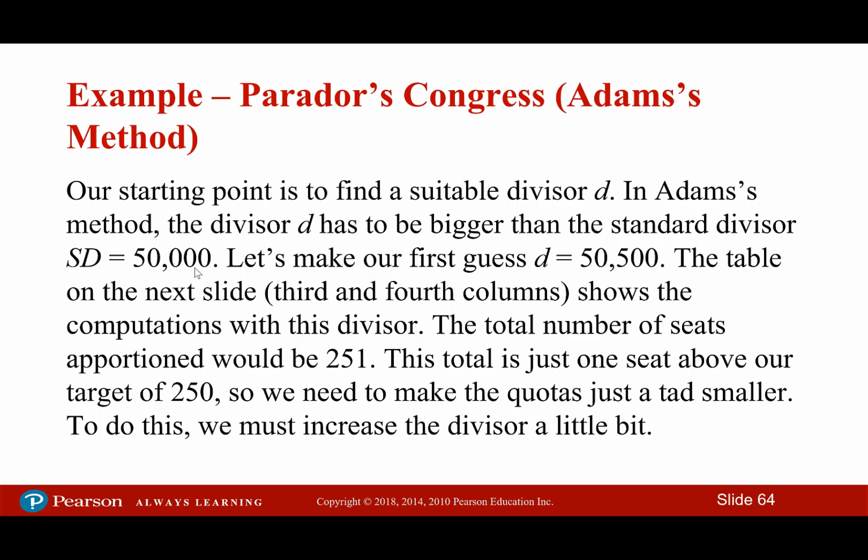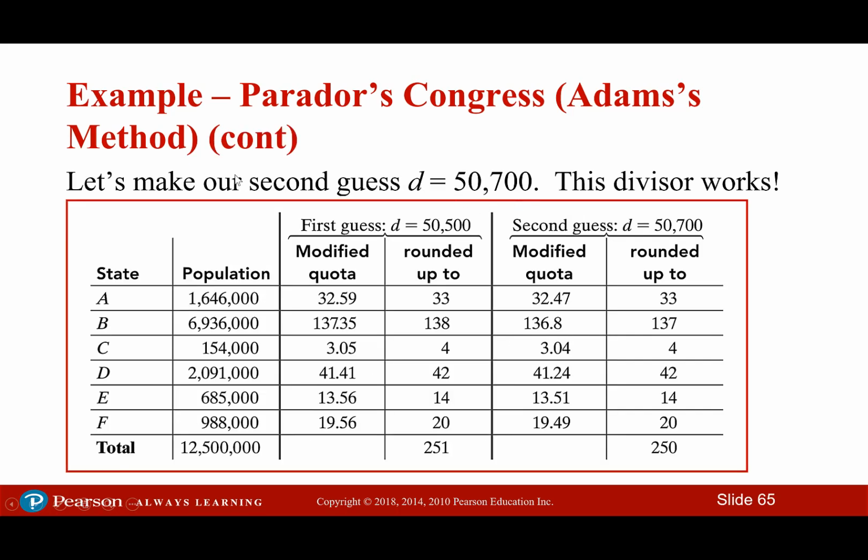In this case, remember you want to adjust your standard divisor. Since we're always taking the upper quotas, you want to make the divisor bigger because you want to show fewer seats. So let's make a guess. Here's your population. I've seen these numbers before in the last section. We add all these up, and there are 12,500,000 total. We divide that by how many seats there are, 250, and the standard divisor is 50,000.